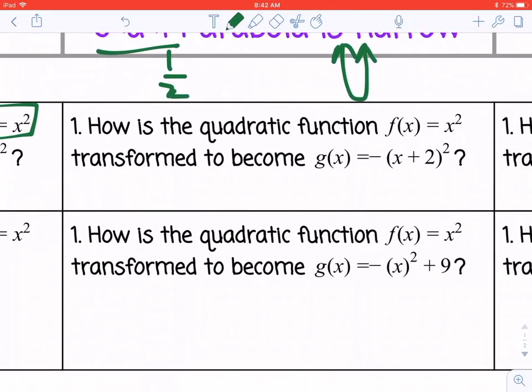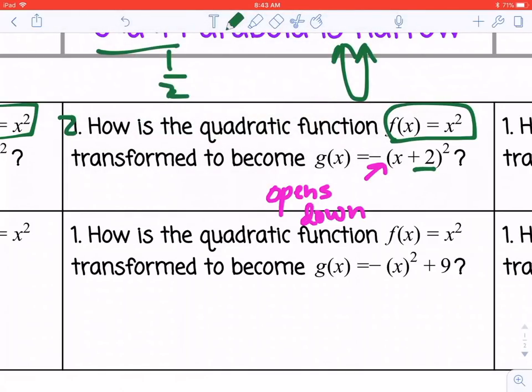That's all that happened, because the 3 is the only thing different between f of x and g of x. On number 2, it says, how is the quadratic function f of x equals x squared, so our parent function, transformed to become g of x. Notice we have two things happening. We have a negative out front. That makes it open down. So we'll put opens down, and then the positive 2 is our h. A positive inside of that parentheses makes it shift to the left that many units. So we'll say left 2.